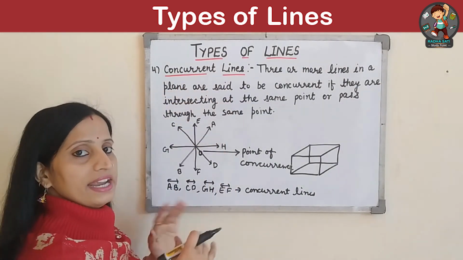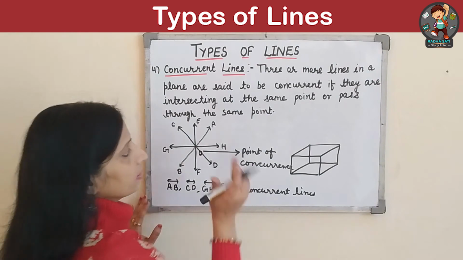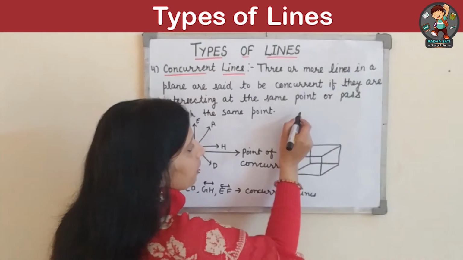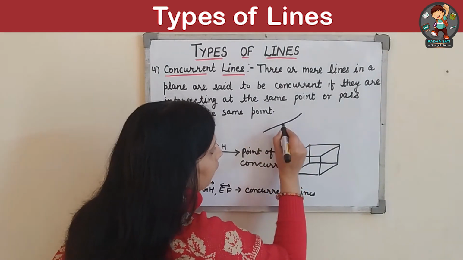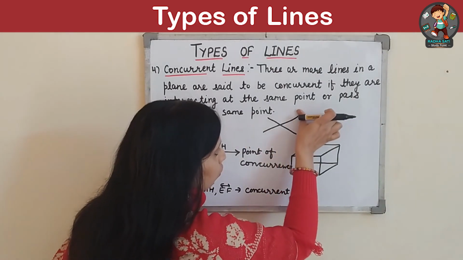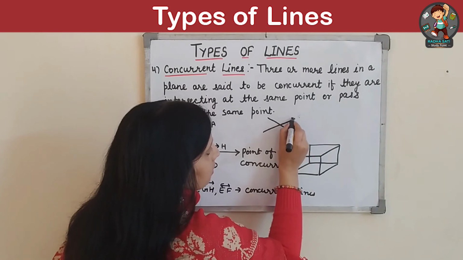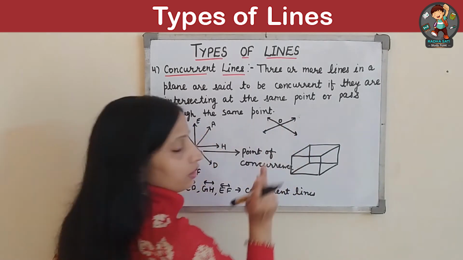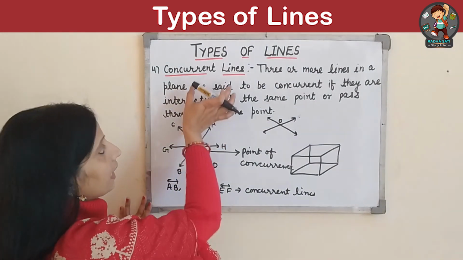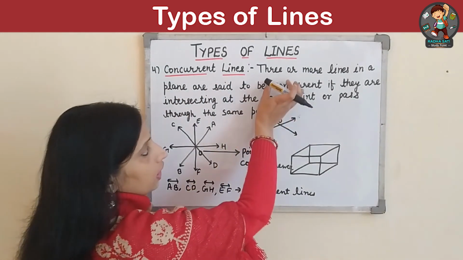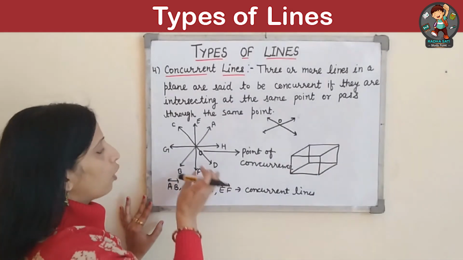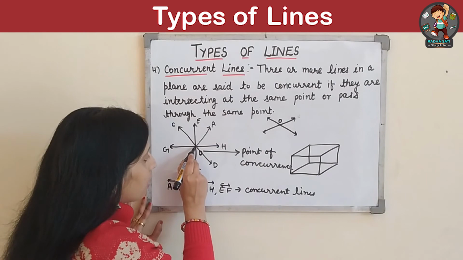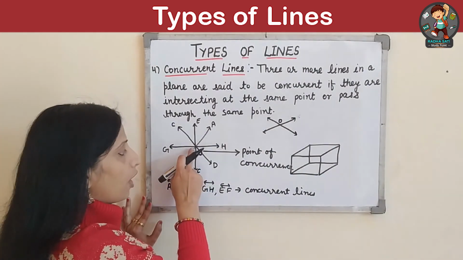So the difference between concurrent lines and intersecting lines, this is a very major difference, is that in the case of intersecting lines, only two lines will pass through. Only two lines will pass through a given point, not more than two. But in the case of concurrent lines, three or more lines pass through a given point. It can be an endless number of lines that can pass through this given point.